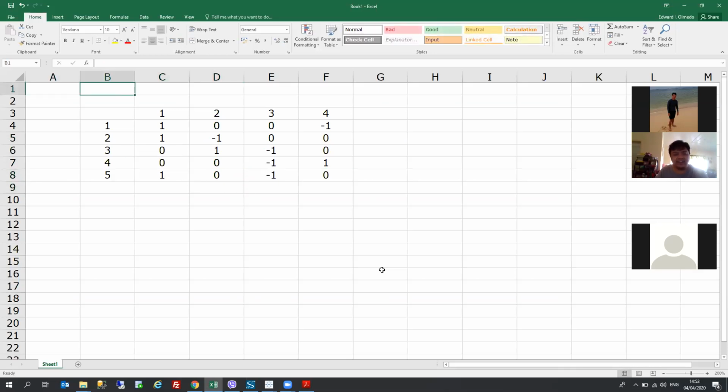Ito na, tanggalin ko na yung columns na yan, yung parang marker natin. Ito na guys, yung node arc incidence matrix A. Okay?